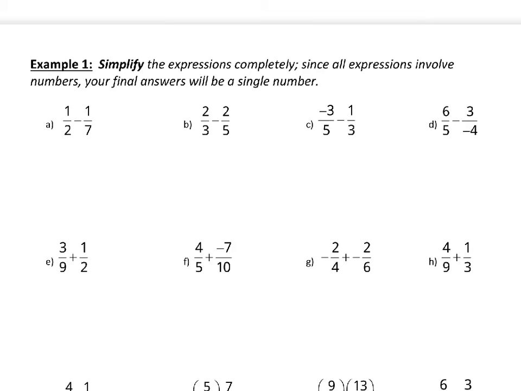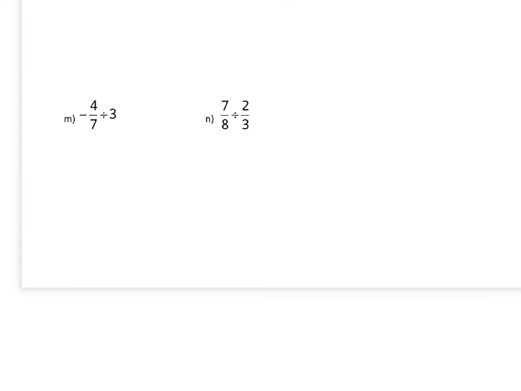Or you may be able to write 1 and 19 over 20 as a mixed number form.